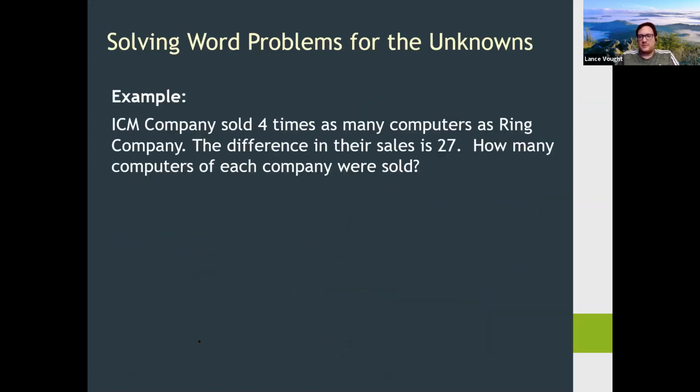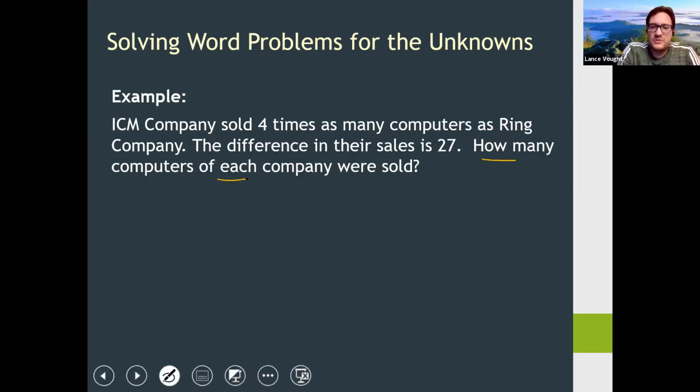So here's an example problem that we can work through. ICM sold 4 times as many computers as Ring. The difference in their sales is 27. How many computers of each company were sold? So what we're trying to figure out is how many computers of each company were sold.